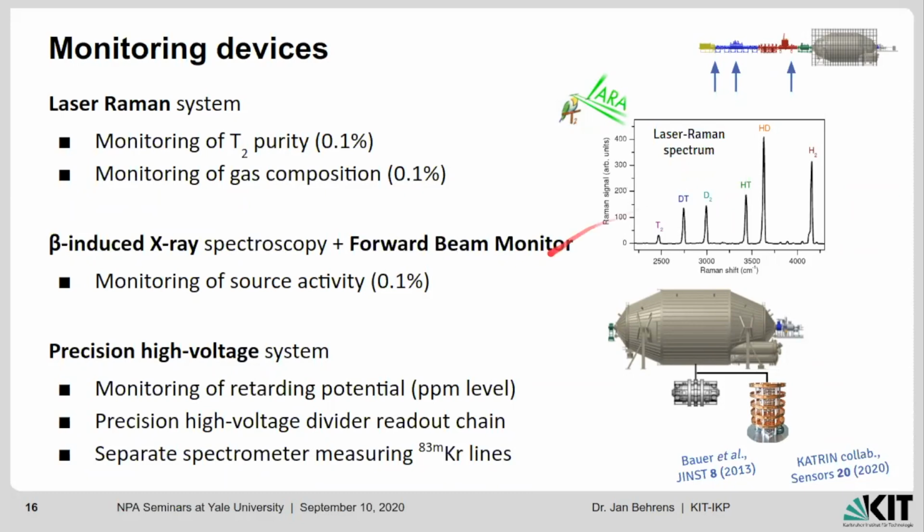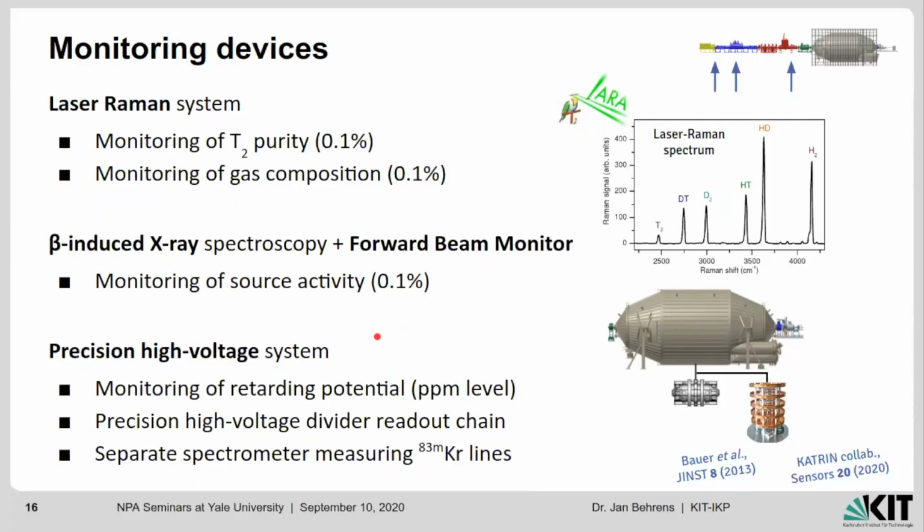In addition to that, we also have ways of measuring the source activity directly by measuring the decay rate, and we use a combination of beta-induced X-ray spectroscopy at the source and a so-called forward beam monitor, which is located here just before the spectrometer section, which can be injected and removed from the beamline to perform dedicated calibration measurements.